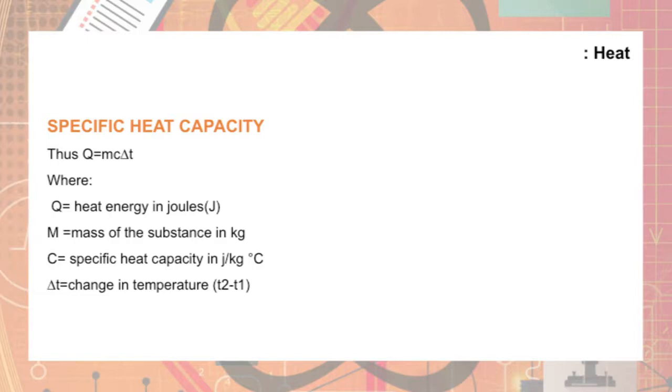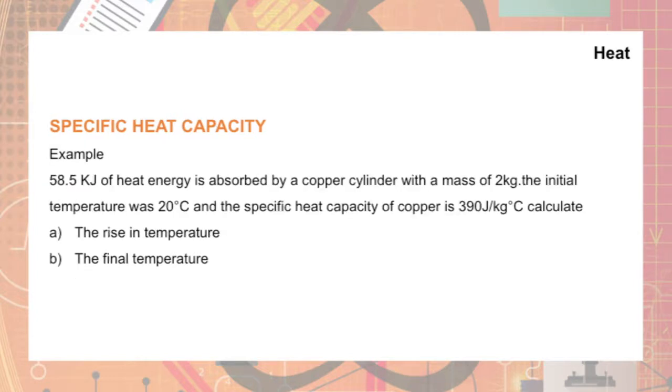What did I say about the specific heat capacity of the substance? It is a constant, but different for each material. Each and every material has its own specific heat capacity. Then we have our change in temperature. What did we say? It is T2 minus T1. Then I want us to look at the following example on our PowerPoint slides.